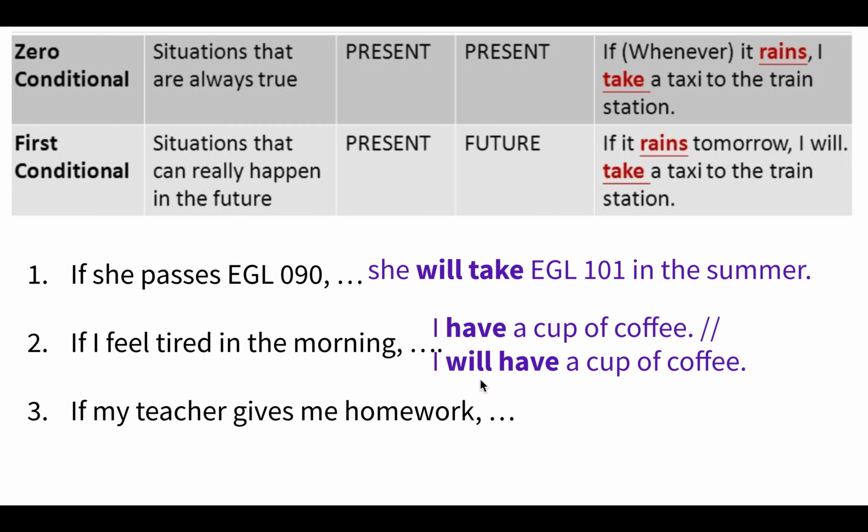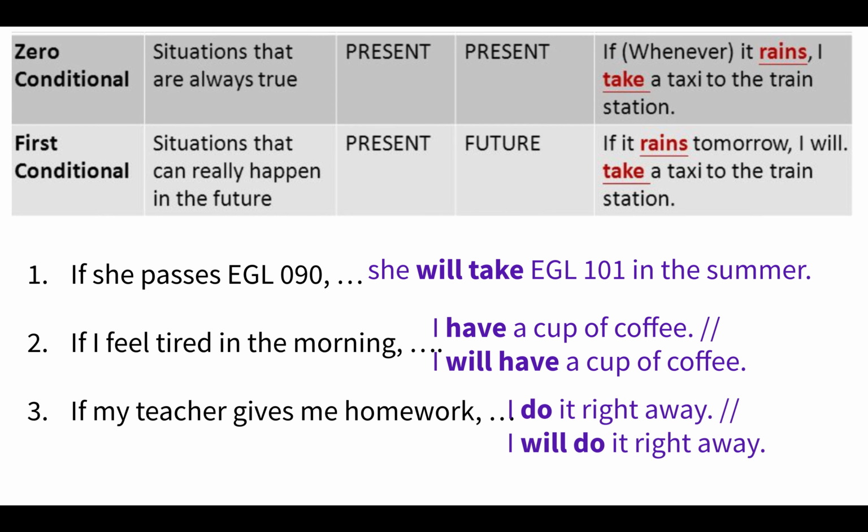I could also use future, but it changes the meaning. If I feel tired in the morning, I will have a cup of coffee. So maybe I'm staying up very late tonight. And I'm thinking about, oh, am I going to feel tired tomorrow? Maybe. But if I feel tired tomorrow morning, I will have a cup of coffee and I'll be fine. Okay. So both are grammatically correct, but again, they change the meaning. Okay, the last one is number 3.